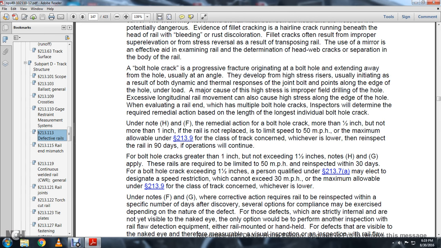For bolt hole cracks greater than 1 inch but not exceeding 1 1/2 inches, notes H and G apply. The rails are required to be limited to 50 miles an hour and reinspected within 30 days. For a bolt hole crack exceeding 1 1/2 inches, a person qualified under statute 213.7(a) may elect to designate a speed restriction which cannot exceed 30 miles an hour or the maximum allowable under statute 213.9 for the class of track concerned, whichever is lower.